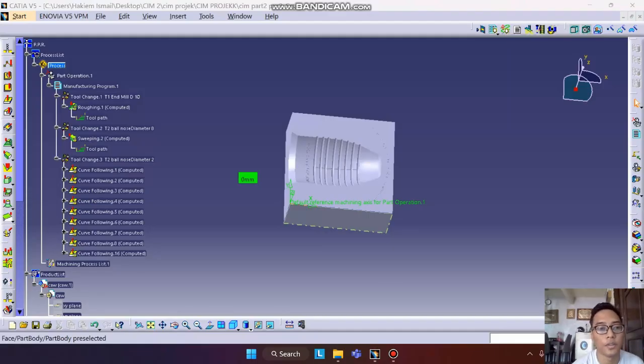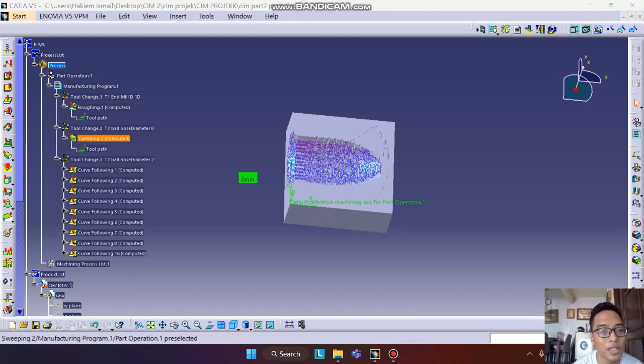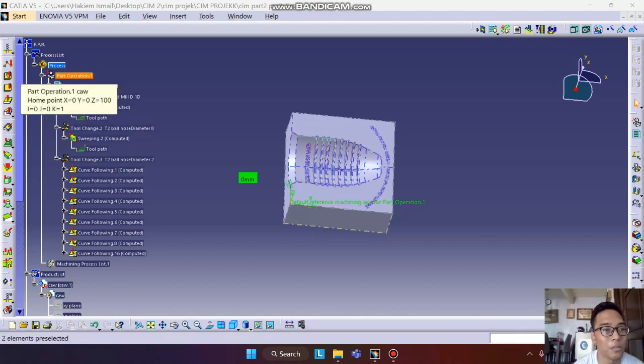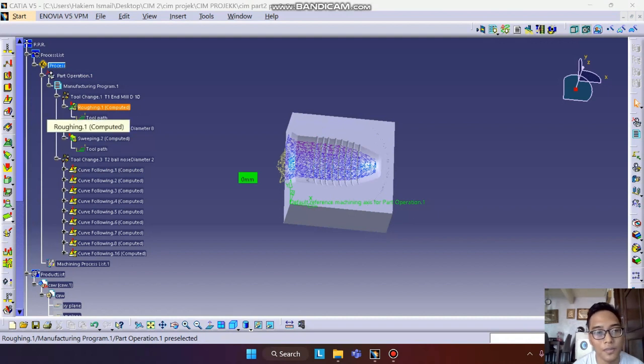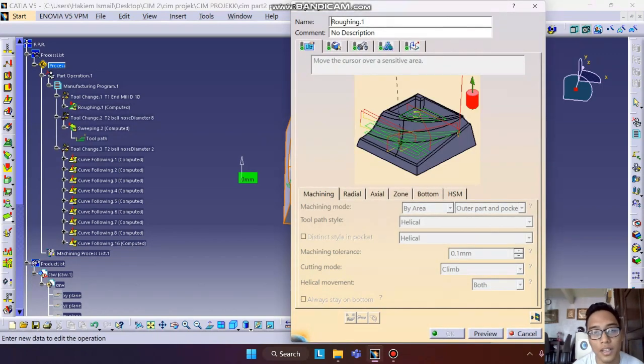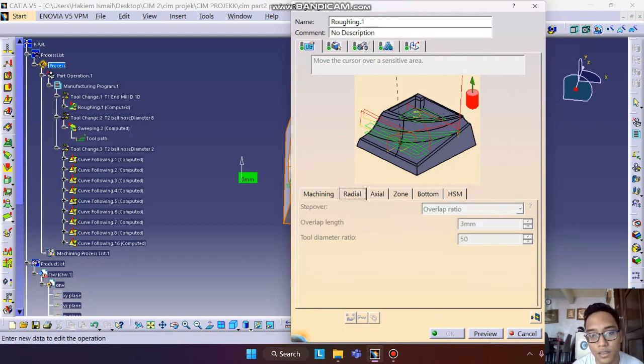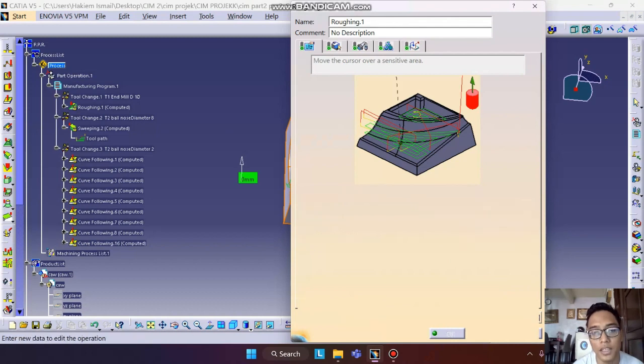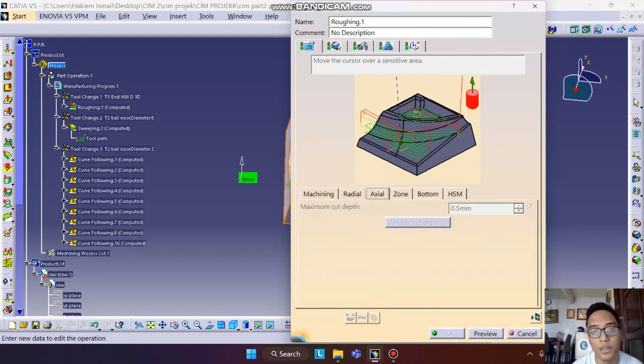Okay, so for number 3, we have selected this component to be manufactured. We have 3 steps: number 1 is roughing, number 2 is sweeping, and number 3 is curve following. For the first step, the part operation, roughing, we need to elaborate this component. For the first column, the radial, we set the diameter of 50 and the axial 0.5 millimeter.